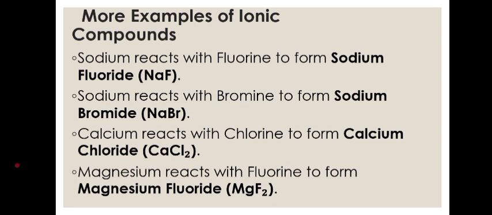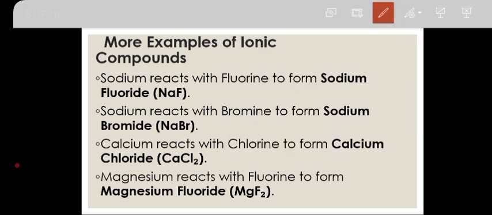We have more examples of ionic compounds. Sodium reacts with fluorine to form sodium fluoride, that is written as NaF. The next one, sodium reacts with bromine to form sodium bromide, that is written as NaBr.